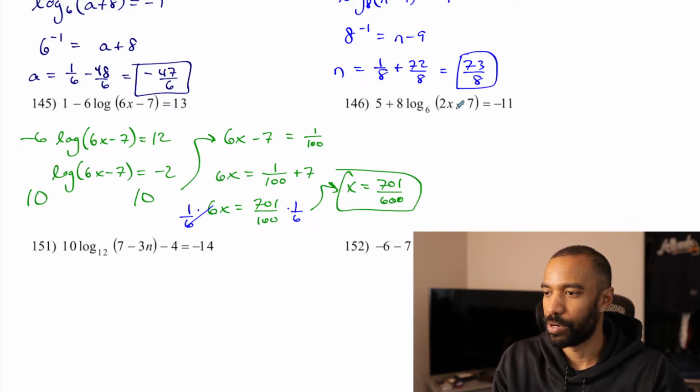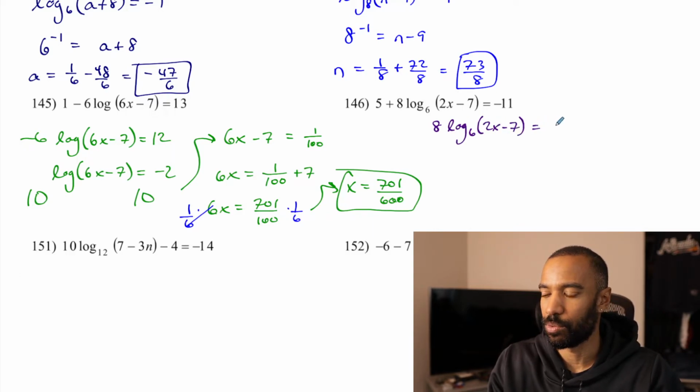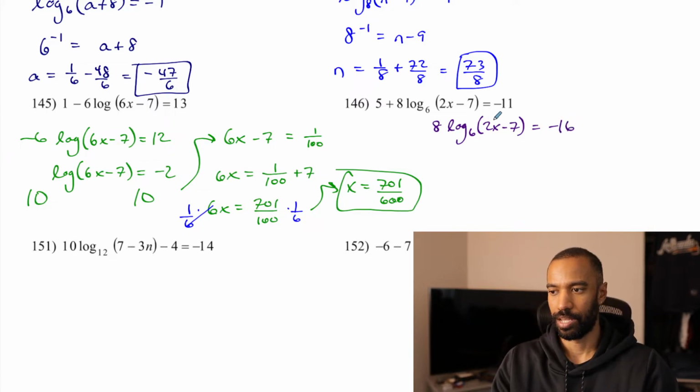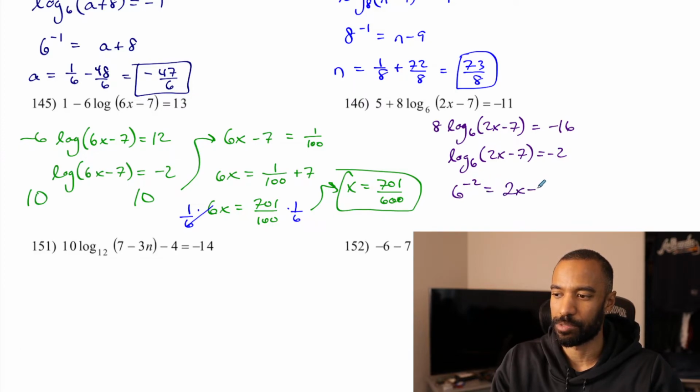Okay, here we go. 146. Subtract 5 from both sides to start with. 8 times log base 6 of 2x minus 7 equals negative 16. Divide both sides by 8. We get log base 6 of 2x minus 7 equals negative 2. Again with the negatives. So 6 to the negative second power equals 2x minus 7.